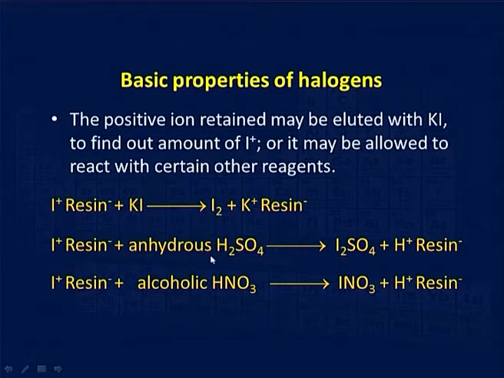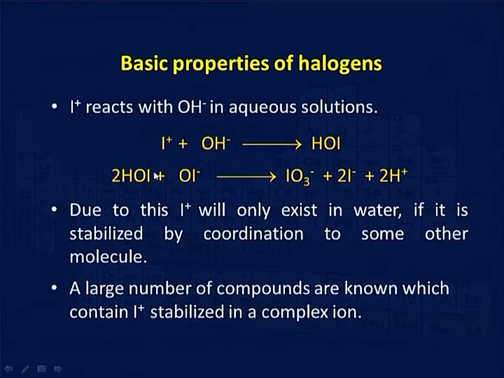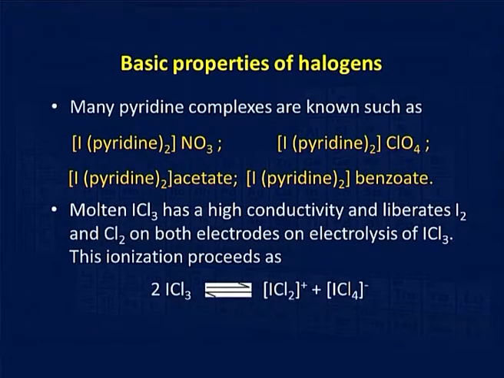Here this iodine cation is eluted with anhydrous sulfuric acid, and it can also be done with alcoholic nitric acid. Iodine cation reacts with hydroxide ion in aqueous solution. Due to this, iodine cation will only exist in water if it is stabilized by coordination to some other molecule. A large number of compounds are known which contain iodine cation stabilized in a complex ion. Many pyridine complexes are known, such as the iodine pyridine complex with nitrate, with chlorate, acetate and benzoate.